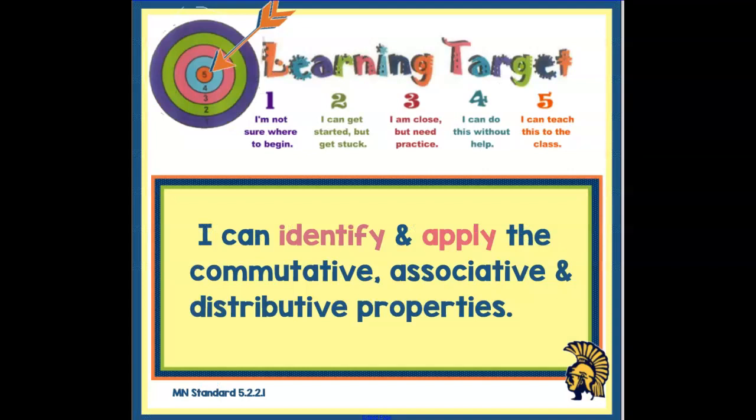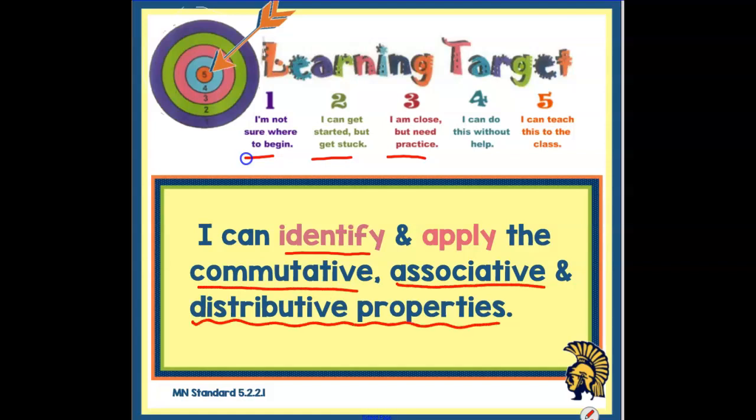Okay, so we're going to go back to our learning target. I can identify and apply the commutative, associative, and distributive properties. So I want you to rate yourself now. Again, maybe you're feeling good with the identifying the commutative and associative, but maybe the distributive is still a little tricky, and that's okay. So maybe you're thinking you're at a 3 or a 4. We're going to do some more practices with an activity next. So rate yourself from 1 to 5. Show your teacher where you are.